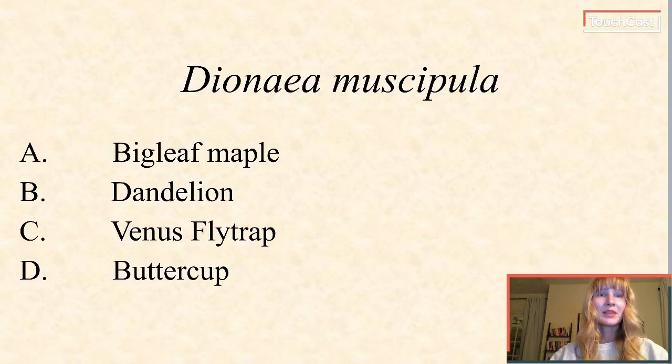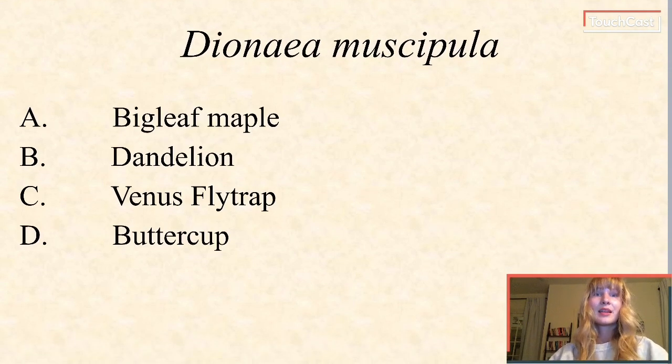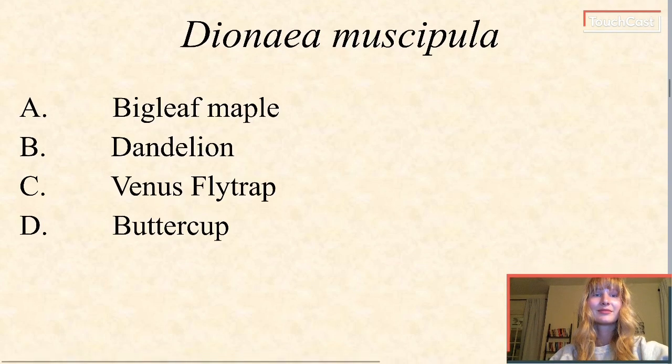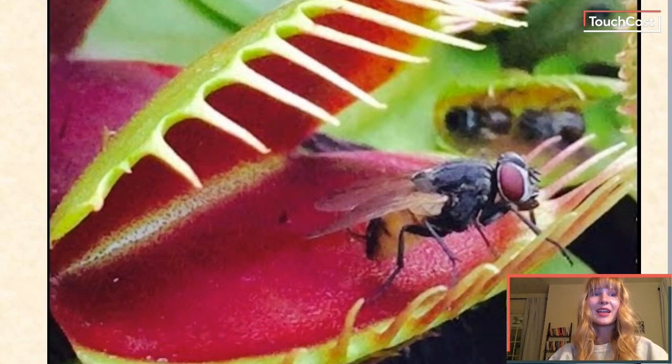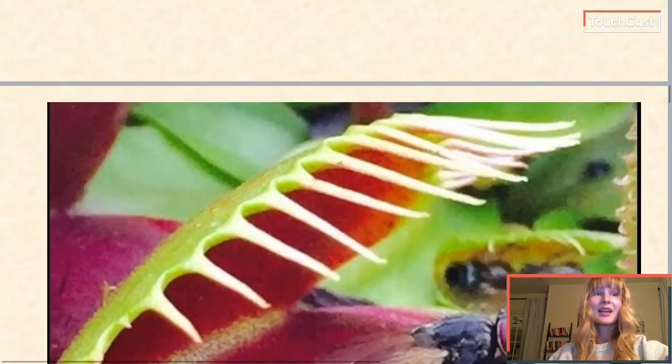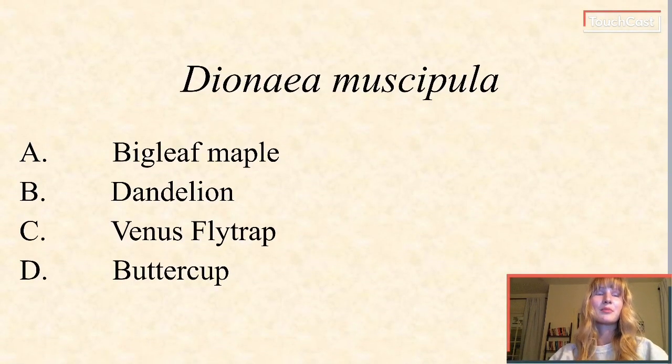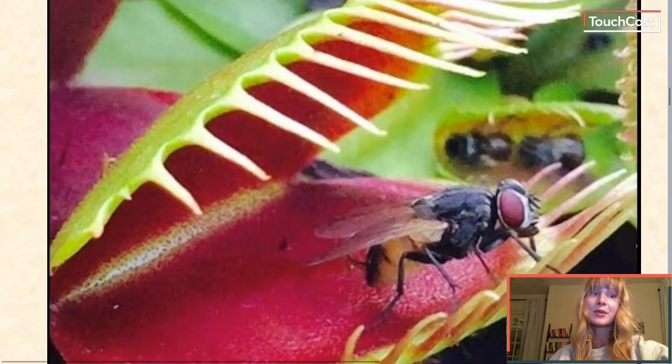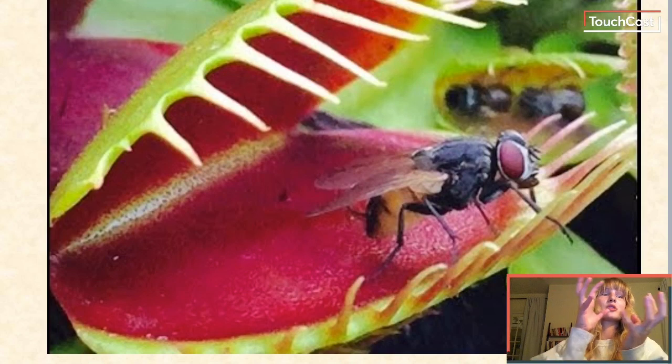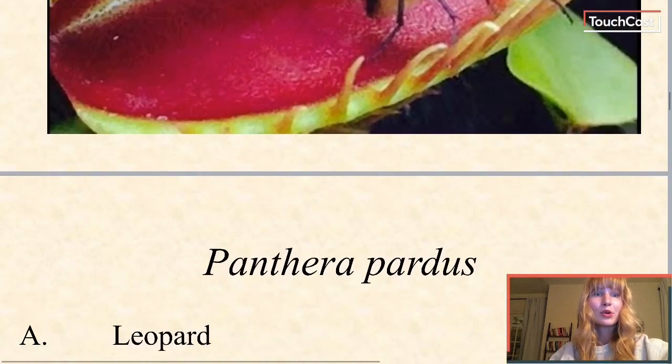This is your next one. Dionaea muscipula. I'm not pronouncing these correctly, but is it A, big leaf maple, B, dandelion, C, Venus flytrap, or D, buttercup? The answer is the Venus flytrap. A lot of students usually get it because of the muscipula. They think mussel, and that is correct here because it doesn't actually have a muscle, but it looks and acts as a muscle as it closes down on its prey.